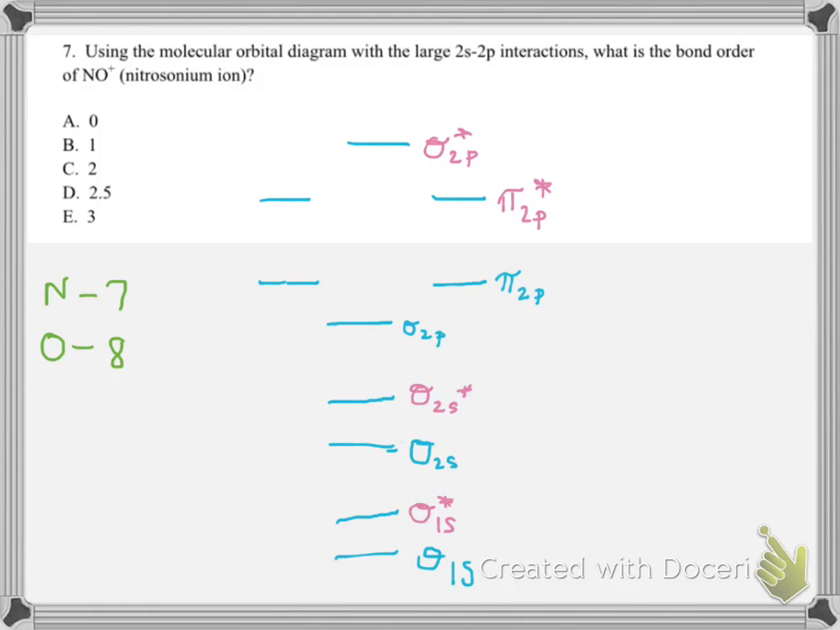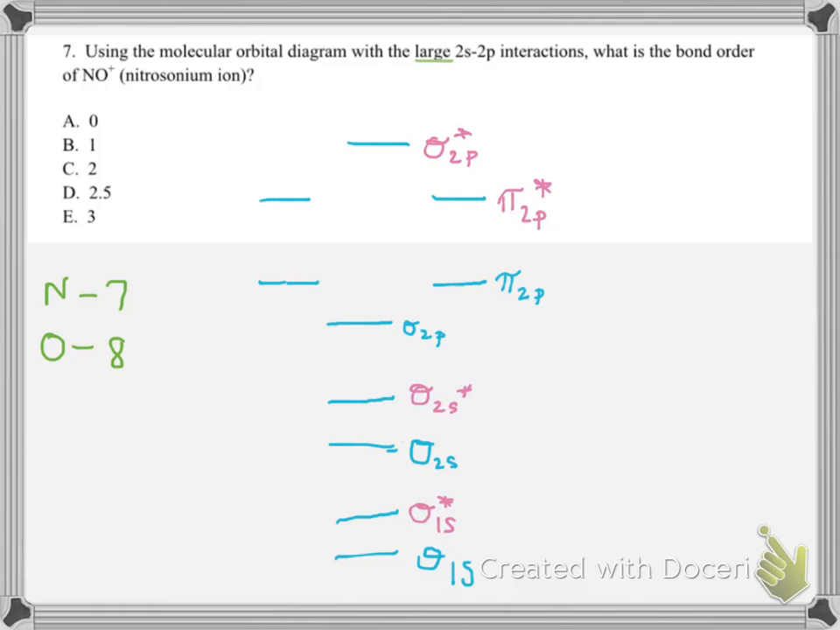Now we have an MO theory problem. And they've given us the nitrosonium ion. So I've gone ahead and drawn the large diagram here. So if you have the data sheet out, which you should, there's the two diagrams. And so you would just use the large one, because they tell us.